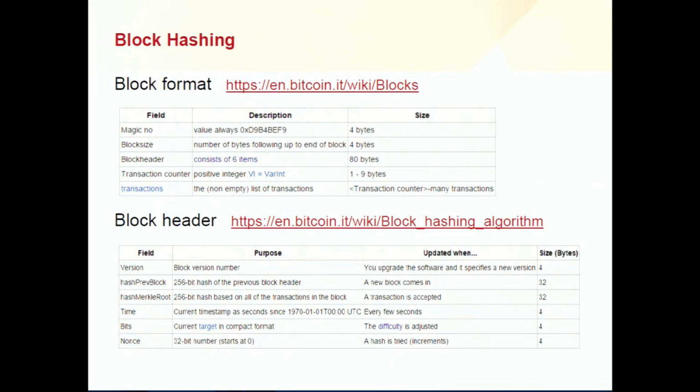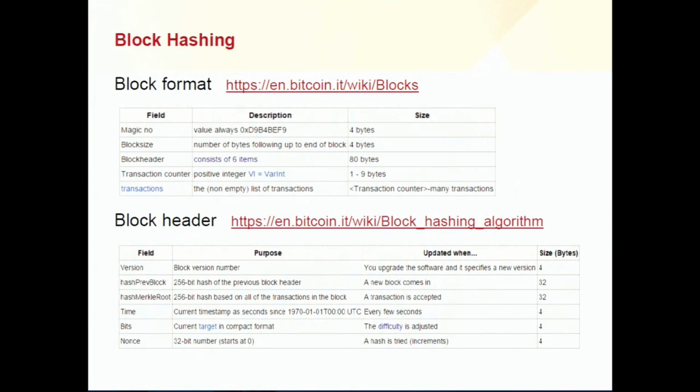The current timestamp changes every few seconds. This is the current target in compact form, which is basically the number of bits it has to be at the beginning that's 0. And then the nonce. This is what you actually change to find the hash. So this nonce is a number that just starts at 0 and you just increment it.